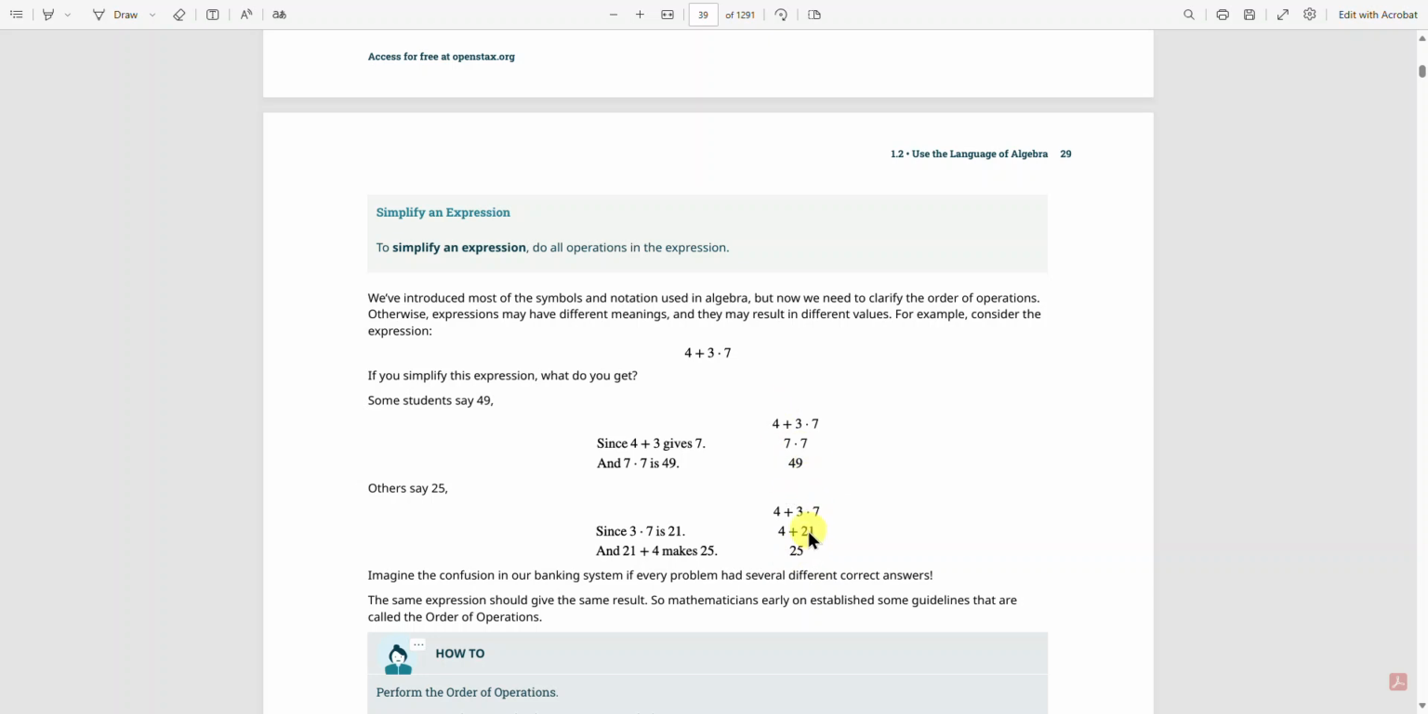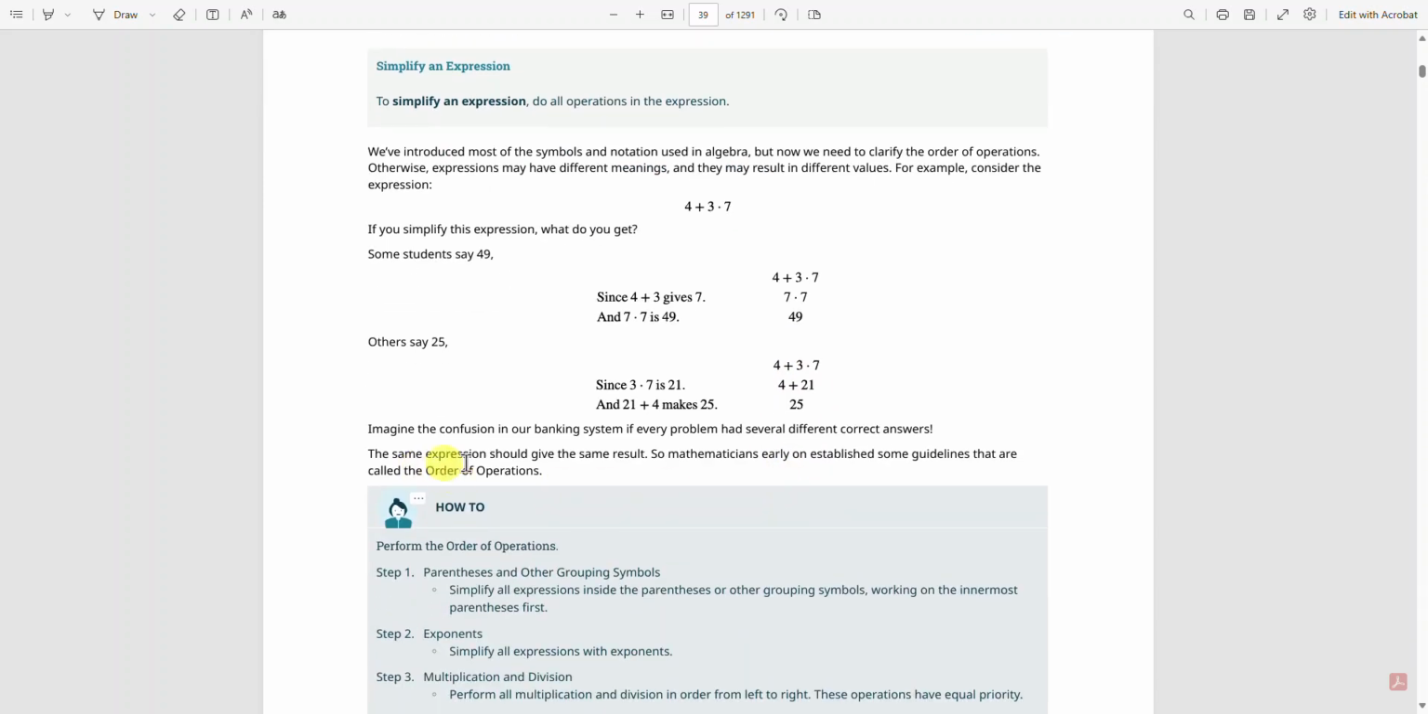So what's the problem here, and how can we avoid this trouble? The answer to this is we have to understand that there is an order of operations. There is a right way to do the math in this expression and a wrong way to do the math. And we've got to learn what the right order is to do the operations in this expression. Imagine the confusion in our banking system if every problem had several different correct answers. And note that these are not both correct answers. The same expression should always give the same result.